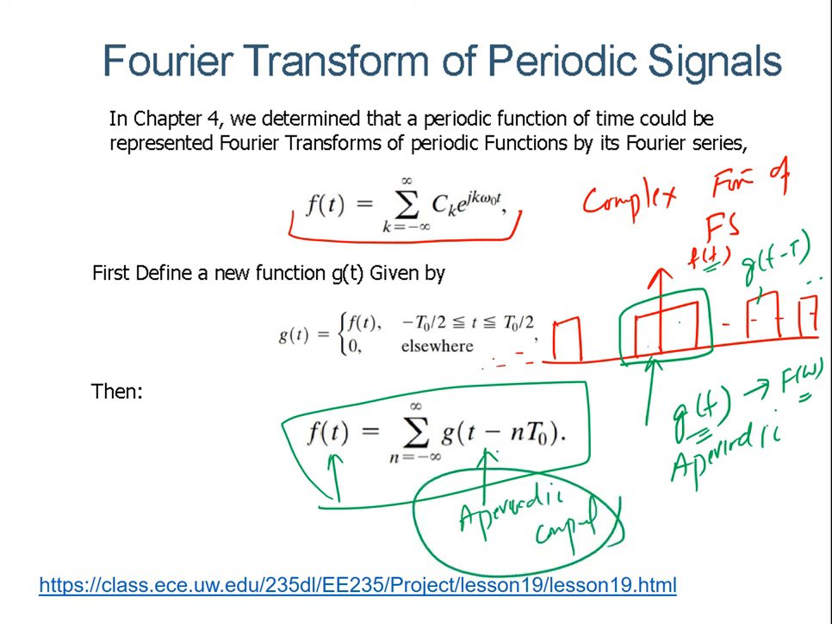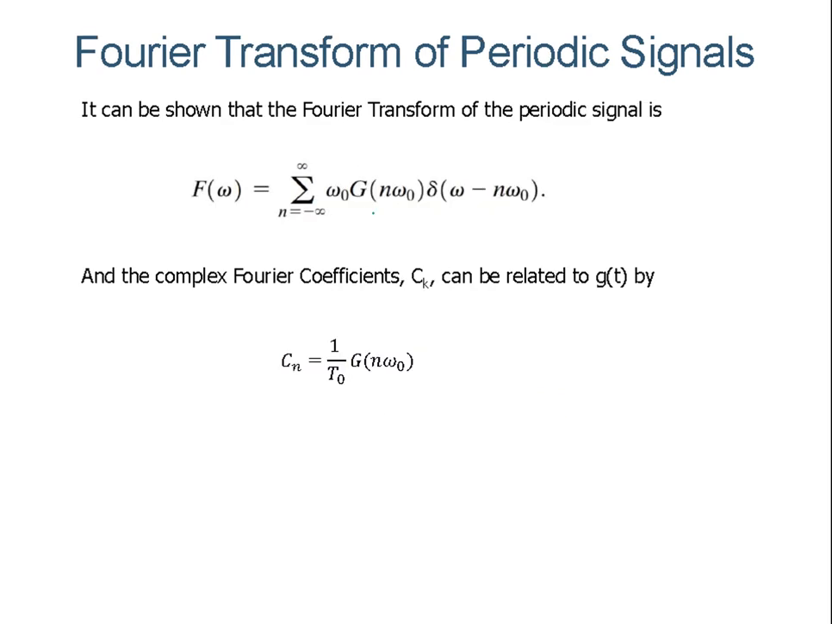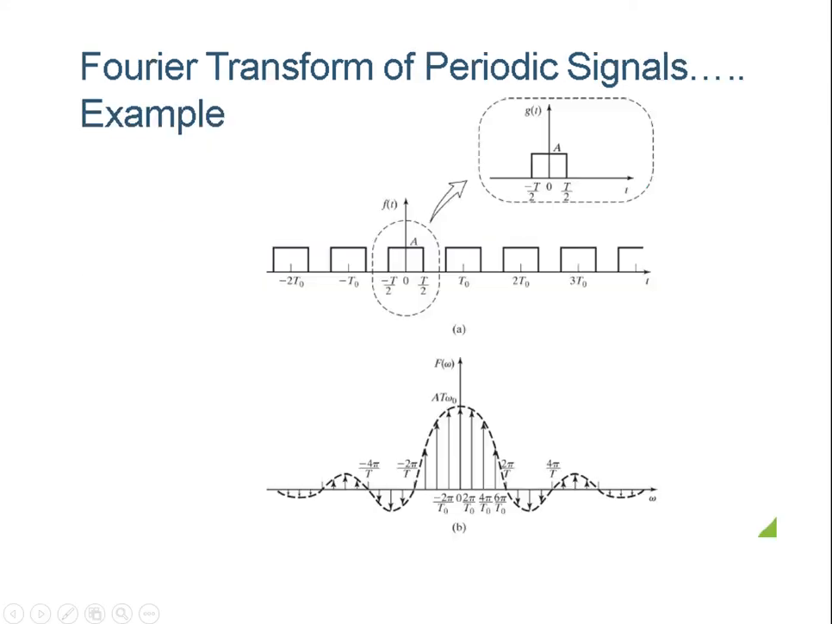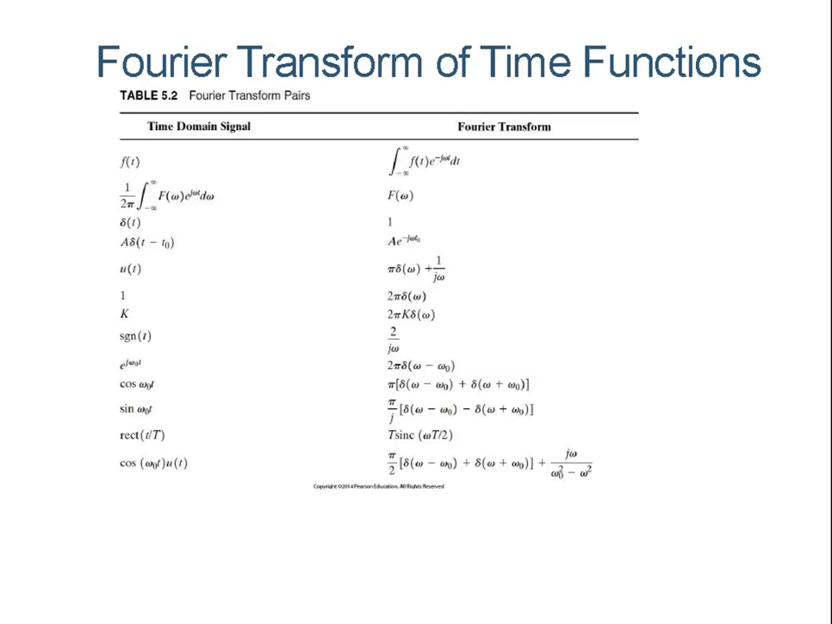Now if you take the Fourier transform of this one, we can actually get the Fourier transform of that one. So in that case, the Fourier transform of your original signal, like g of t, you get the Fourier transform of that. We will multiply with omega naught, and we will multiply with this impulse. So in this way, we can calculate the Fourier transform of the periodic signal. This is one example I will illustrate during the live session.